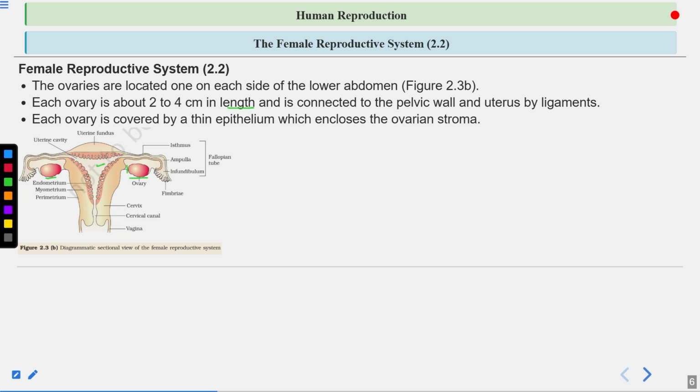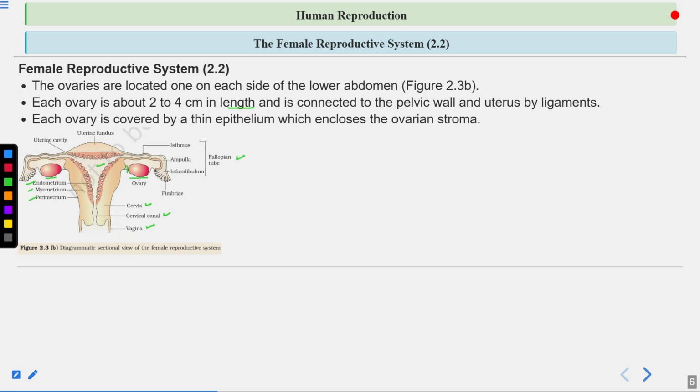Then you can see here the different parts of the female reproductive system. There are 2 ovaries. You can see here the vagina, cervical canal, cervix, then the fallopian tube, also known as the oviduct. Now, the uterus has 3 walls: perimetrium, myometrium, and endometrium. We'll talk about these also.